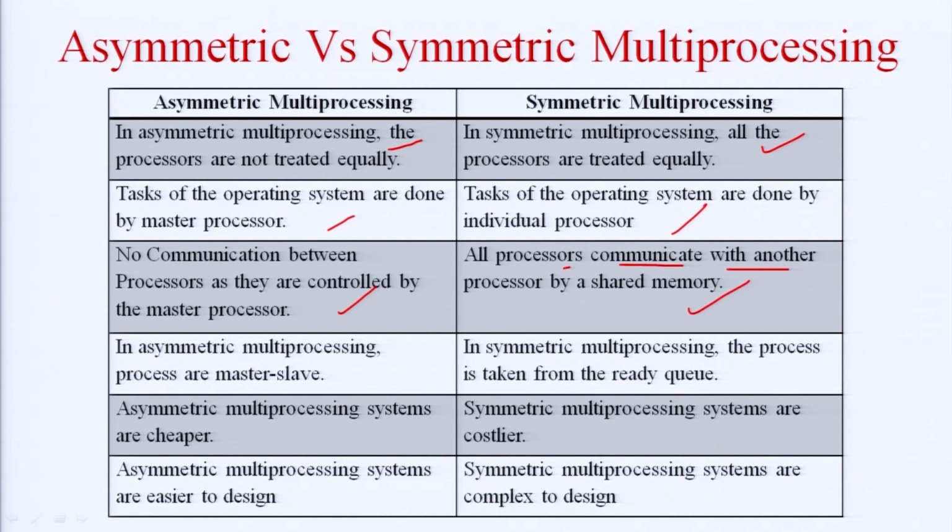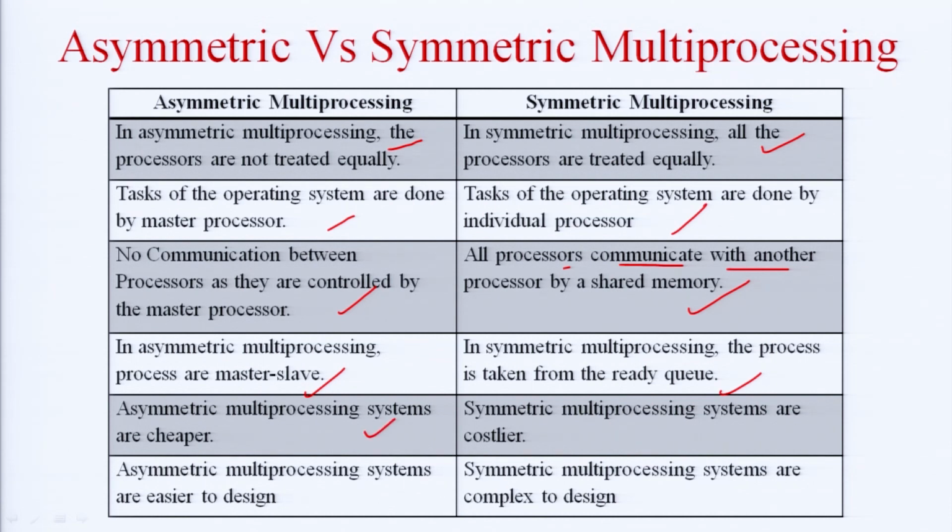In asymmetric multiprocessing, the processes are master slave, and in symmetric multiprocessing, the process is taken from the ready queue. So, in case of asymmetric multiprocessing, there is always a slave and master relationship. So, the processes are executed in that way only. The master CPU is the controlling device and all other CPU devices are being controlled just like the slaves. In symmetric multiprocessing, the process is taken from the ready queue. So, there is a ready queue and all the processes are uploaded there and all the CPUs access that ready queue equally and access the particular process for execution.